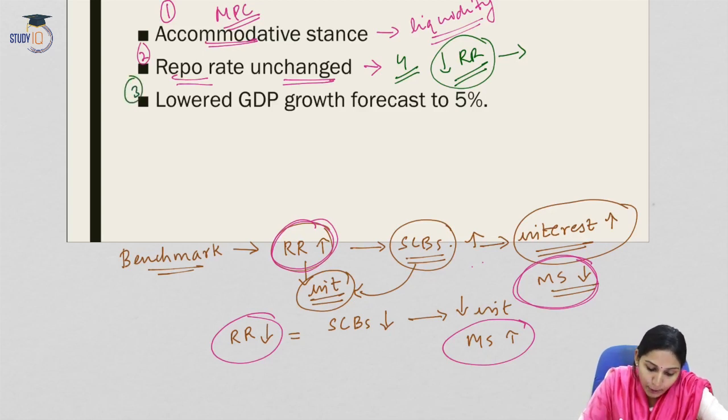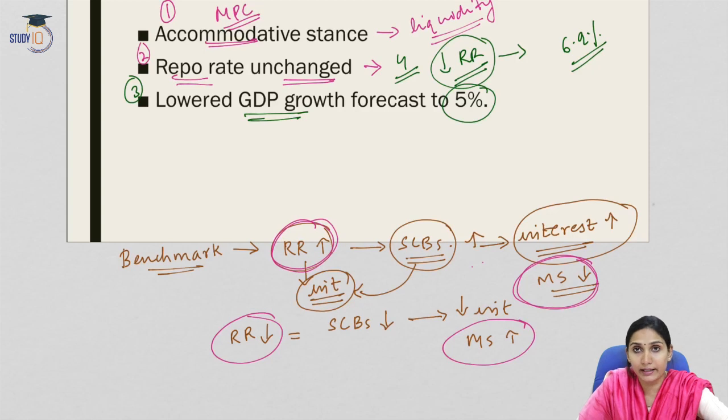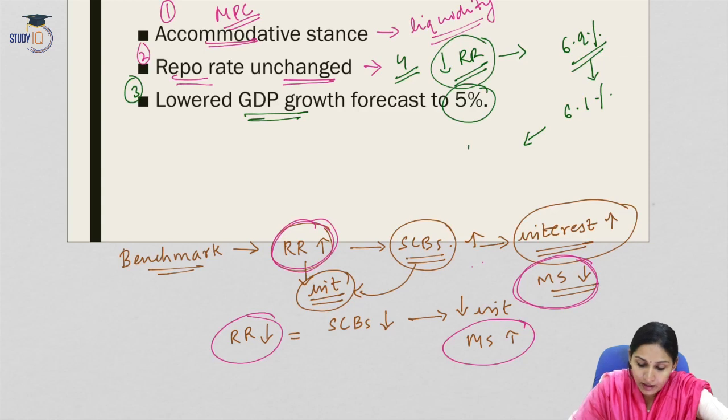Now, the third very important highlight of this meeting is that the RBI has decided that the GDP growth forecast will be reduced. So, if you remember, in the beginning of this financial year, RBI forecasted a GDP growth rate of 6.9% for the Indian economy in the year 2019-20. Again, in the last policy review, it reduced it to 6.1%. Now, there is a sharp decline or deceleration in the GDP growth forecast by RBI. It is now 5%.